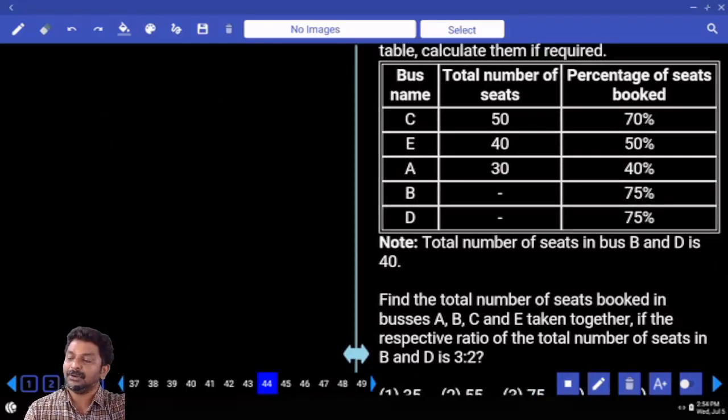Find the total number of seats booked in buses A, B, C, E together, with the respective ratio of number of total seats in B, D being 3 is to 2. B and D, total how many seats are there? That must be divided in the ratio 3 is to 2. 5 parts is equal to 40. Each part. In B, 20. Do we really need the D value?